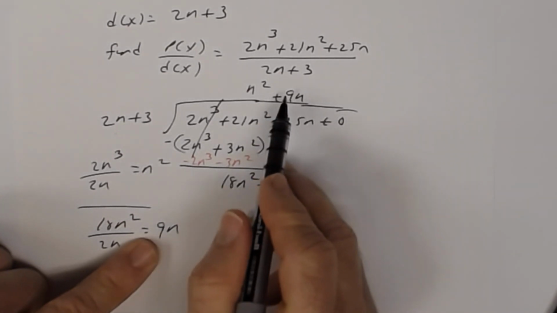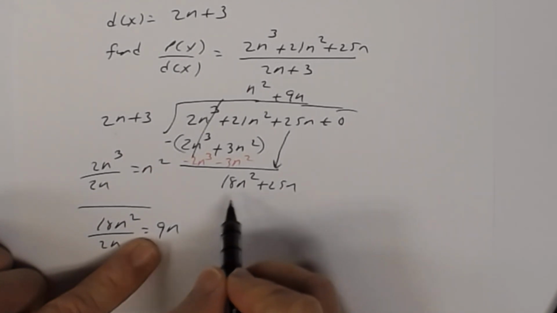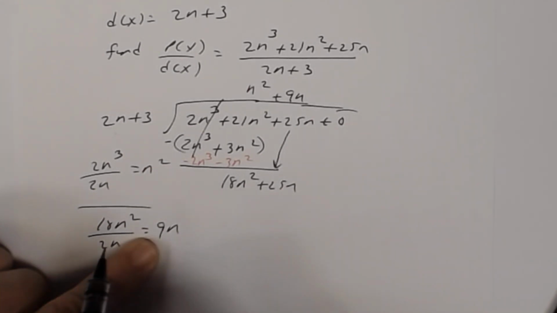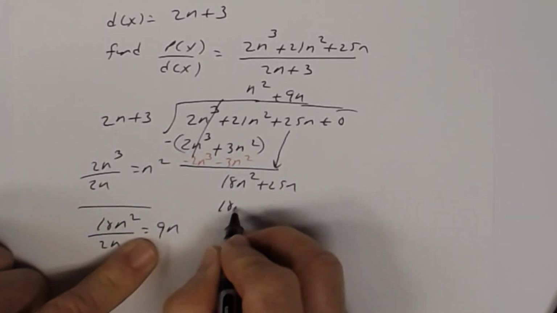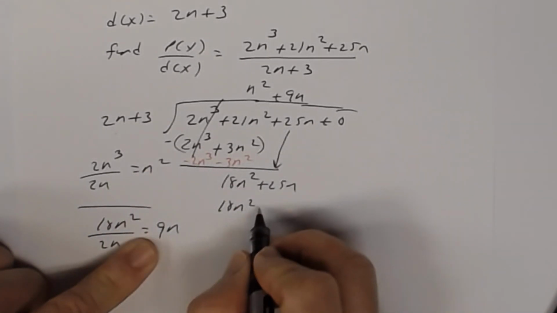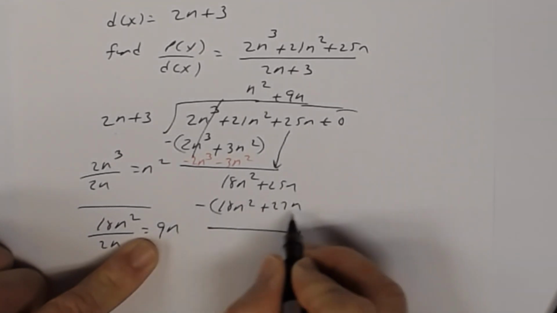Now, if this is correct, that means I better have an 18n squared right here, because that's an 18n squared. So 9n times 2n is 18n squared. 9n times 3 is 27n. Okay, and now I subtract.